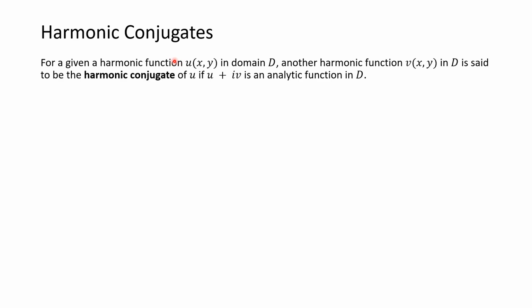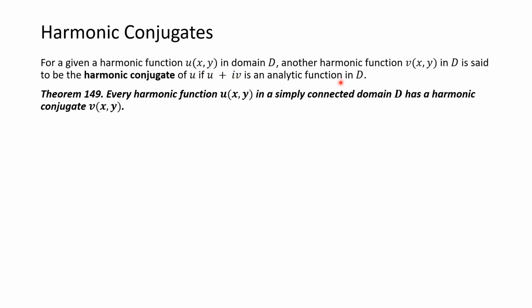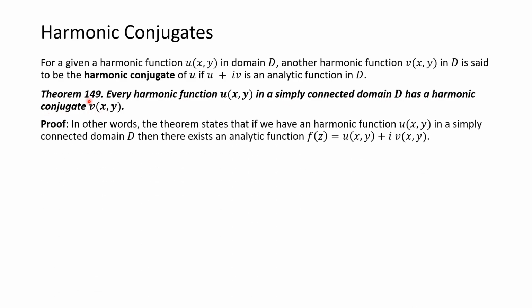So if we have a harmonic function, u of x, y in a domain D, another harmonic function, v of x, y, in D, is said to be its harmonic conjugate if u plus iv is an analytic function. So we have a theorem about this. Every harmonic function u in a simply connected domain D has a harmonic conjugate. Basically what we're saying is if you're given a harmonic function u, you can find your v of x, y, basically the imaginary part of some analytic function.